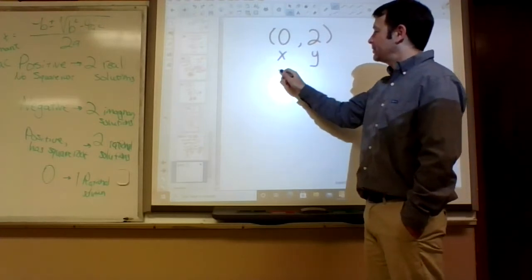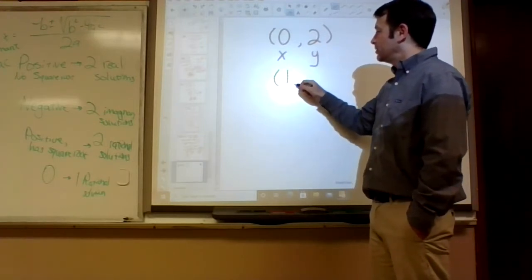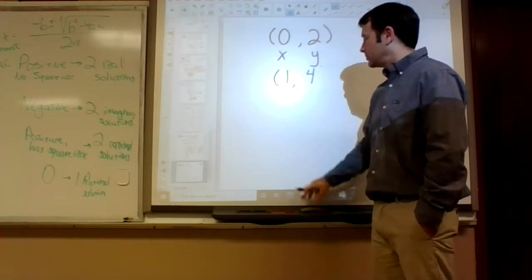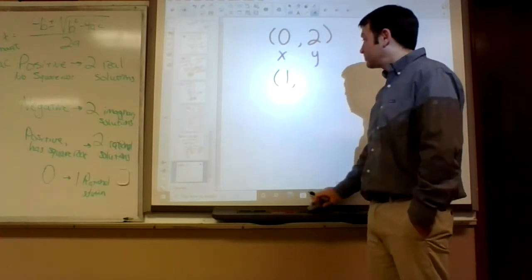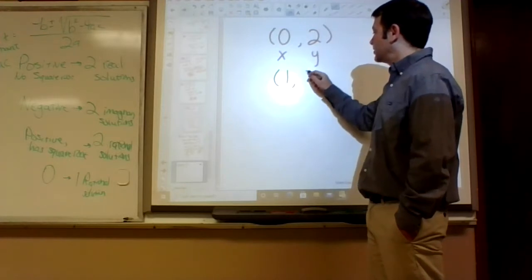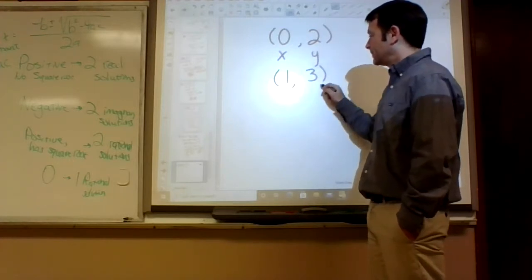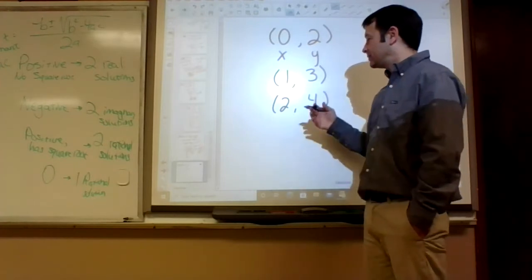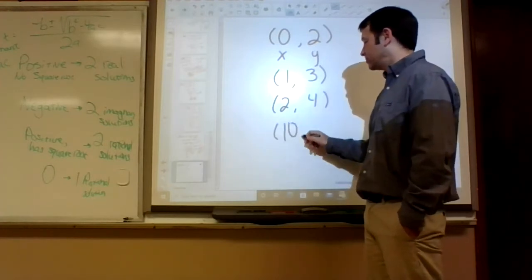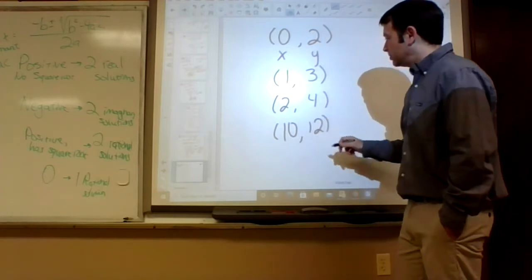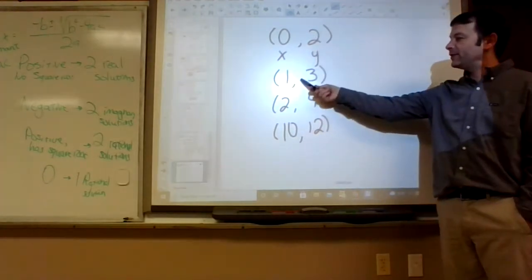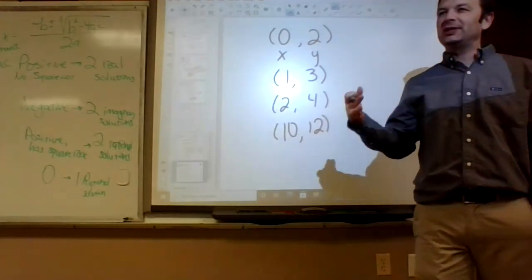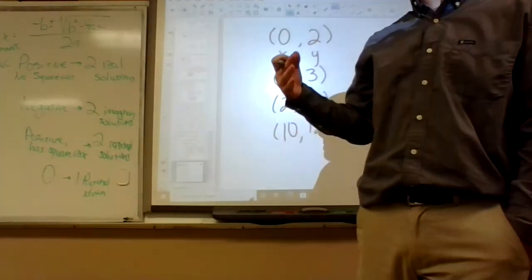So let's say after 1 year of growing, let's say the plant was 3 feet tall. And then after the second year, it was 4 feet tall. And after the 10th year, it was 12 feet tall, or whatever. So this is all the data we have on the tree. What would be a function that would represent this data?